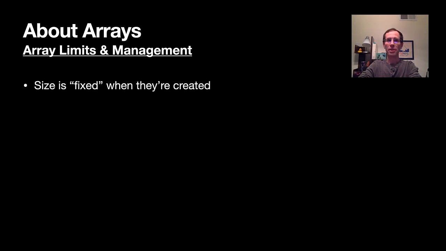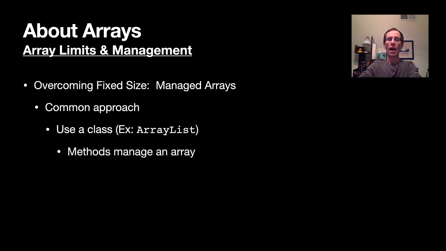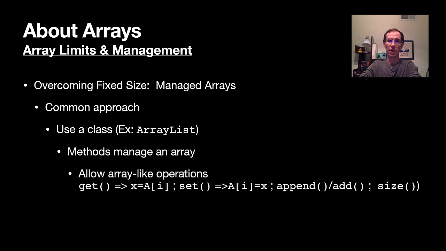So arrays have some limitations. Arrays have a fixed size when they're created, and that's basically due to how memory is managed. So in order to overcome this, we have to manage our arrays. A common approach is to create a class. In Java, there's already an existing ArrayList class that you can leverage. And the class will have methods to manage the array. The methods will do the kind of common operations that you would normally do on an array.